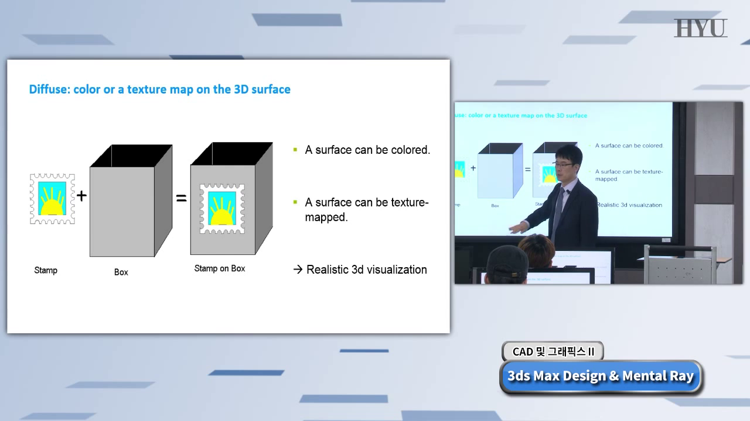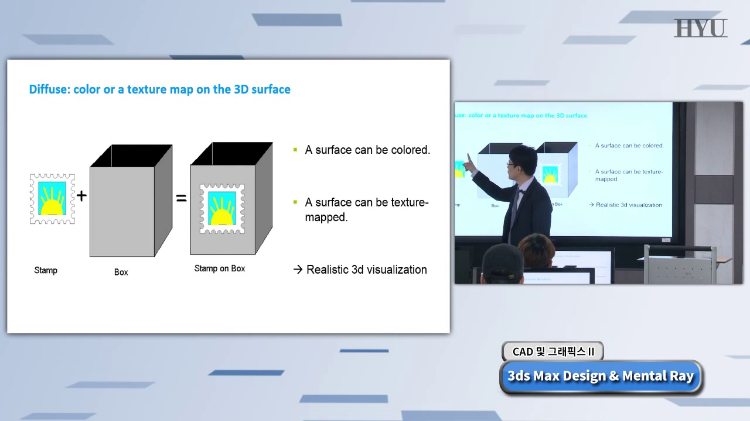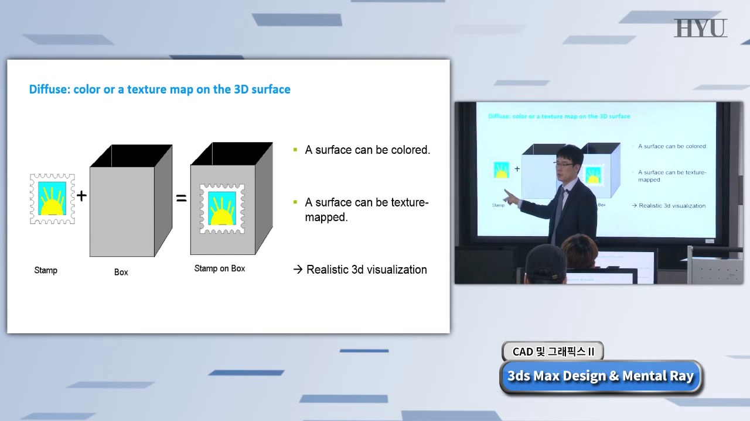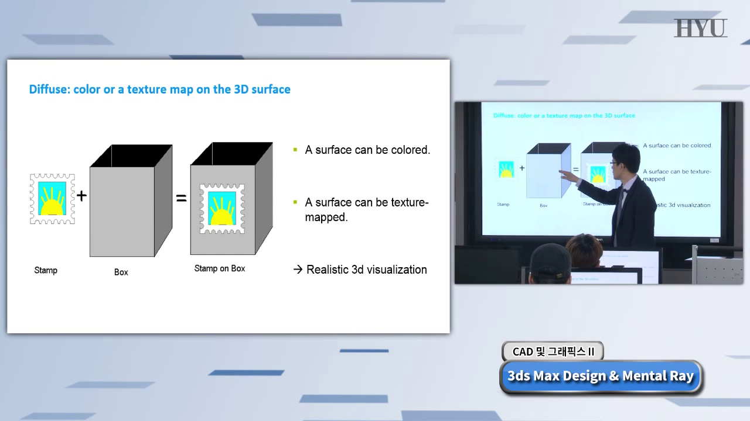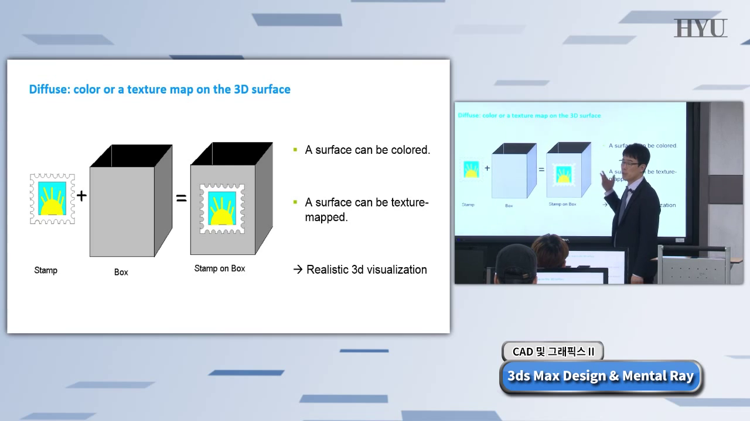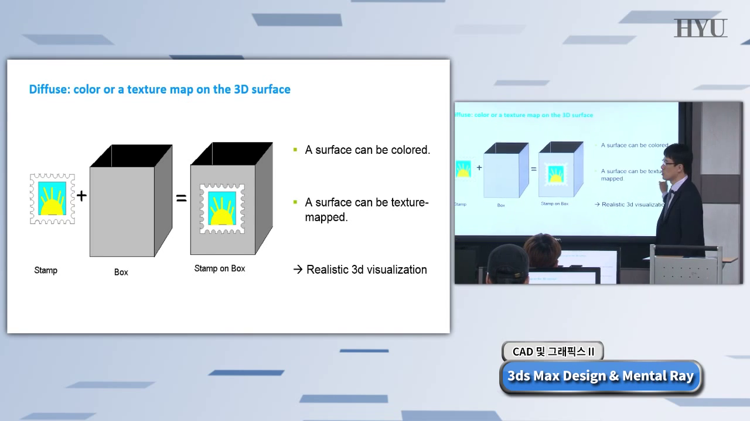Okay, another surface layered on this surface. What if we put this stamp-like image file? Simply attach it, and you can visualize that this box has this stamp attached on it. Okay, this is the so-called texture map.